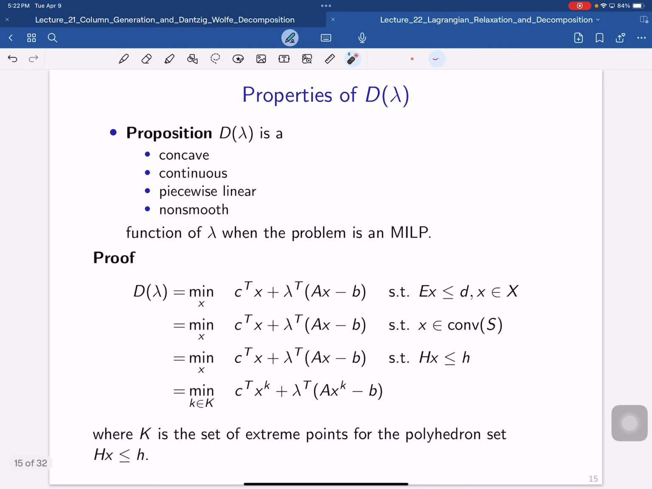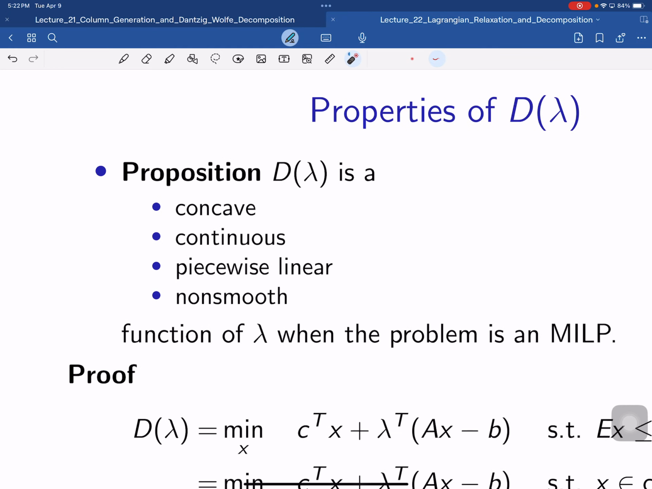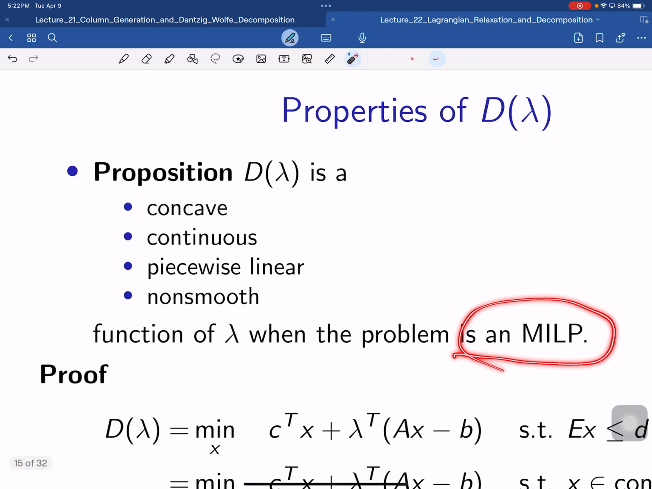A property here is the following. It has some nice properties and some not so nice properties, right? Essentially, when the problem is an MILP, we know that d lambda is a concave function, which is nice, right? Maximizing a concave function is equivalent to minimizing a convex function, so it's essentially a convex problem. And d lambda is also continuous. That's a nice property. For an MILP problem, we will show that d lambda is a piecewise linear function.